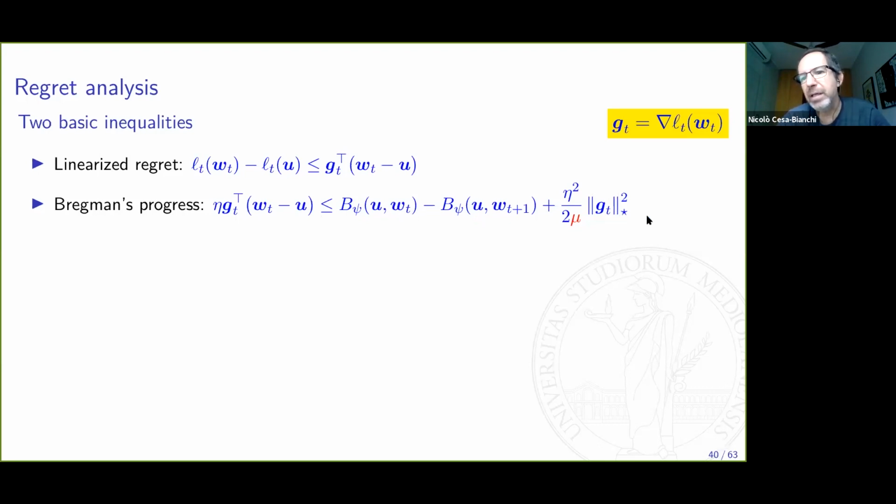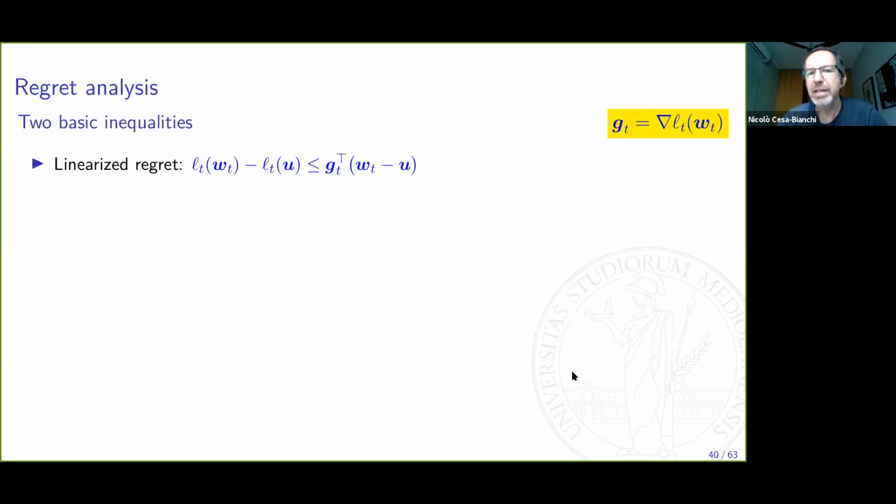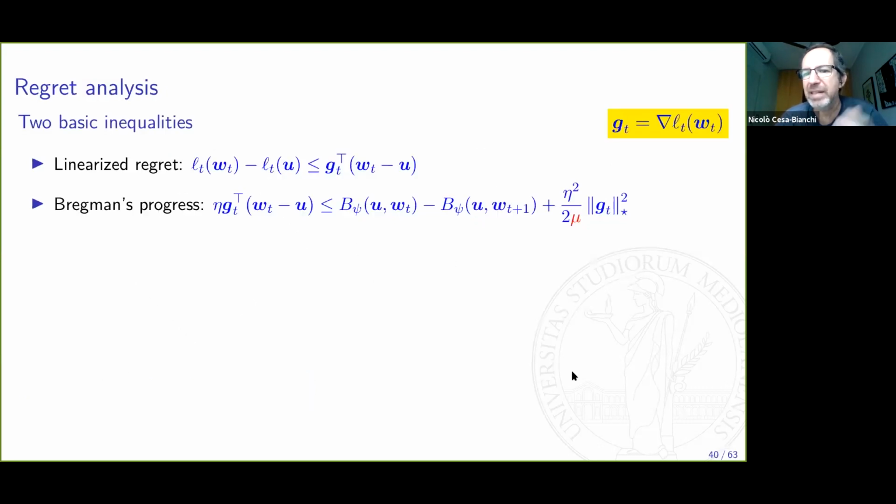This inequality is not very hard to prove, but it is somewhat technical and just uses the properties of Bregman divergences and the fact that my algorithm is written this way. This is super technical, there's nothing conceptual, and it's just a few lines. I will skip it, so we take these two for granted. This is trivial and this is technical.